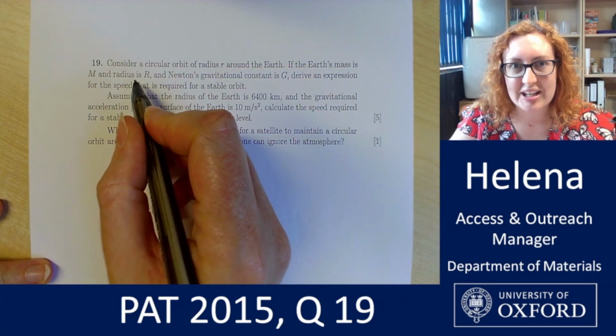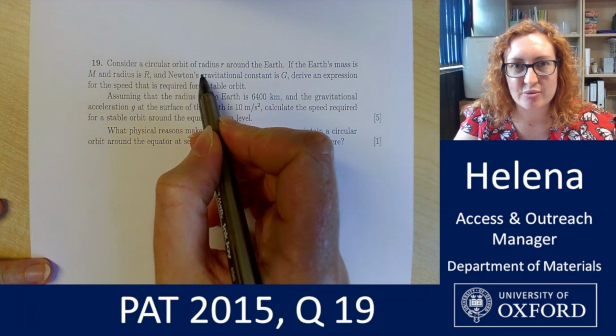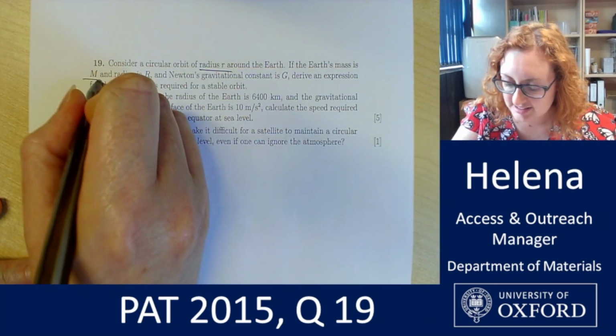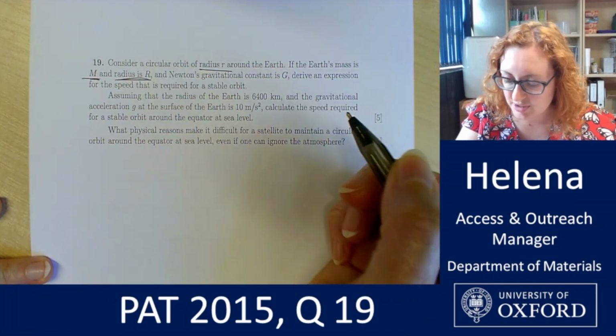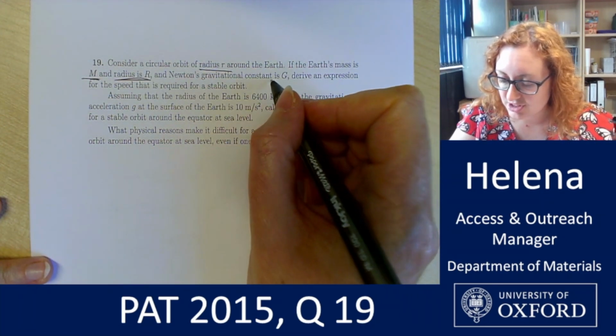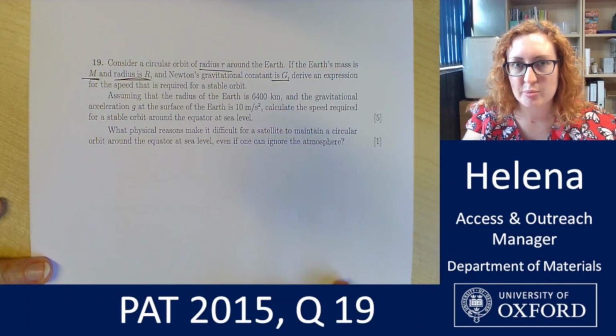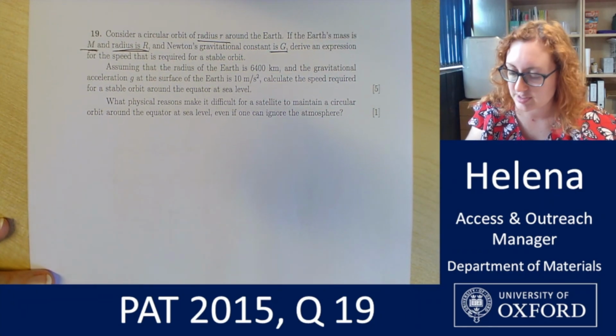Here we are being asked to consider a circular orbit of radius lowercase r around the Earth. If the Earth's mass is big M and the radius is big R, and Newton's gravitational constant is big G, derive an expression for the speed that is required for a stable orbit. Okay, so let's start with this part of the question.